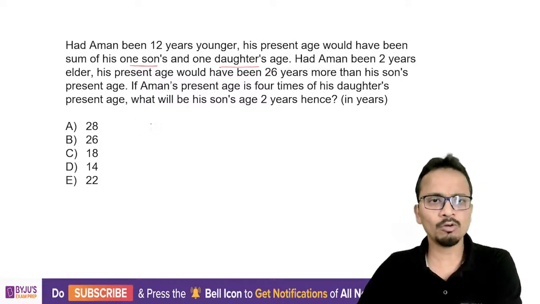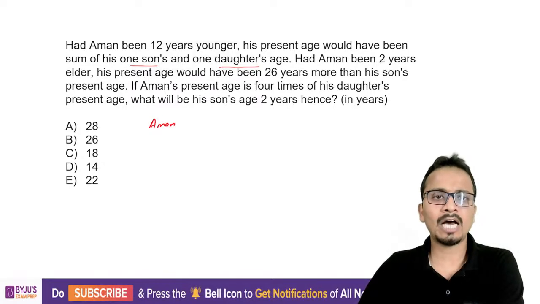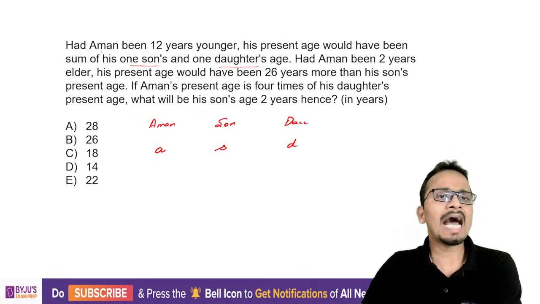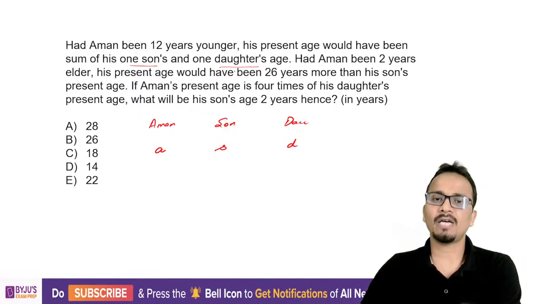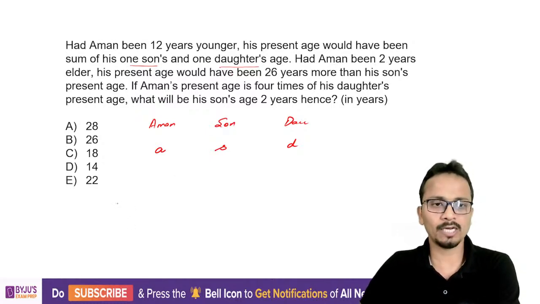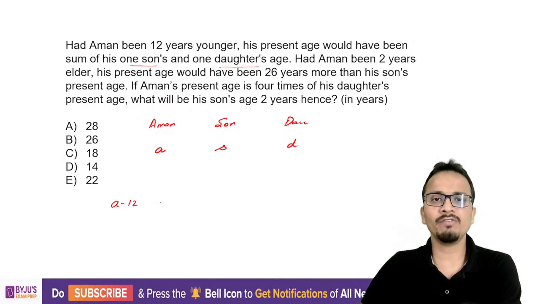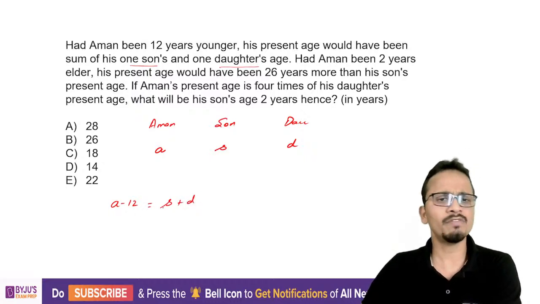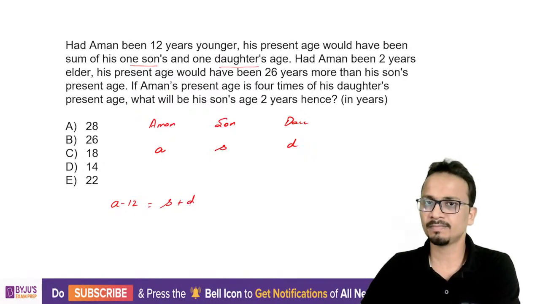All right. Now let's solve this question. Aman, his son, and daughter. Now let's say Aman's present age is A, son's present age is S, and daughter's present age is D. Now question says that had Aman been 12 years younger, अगर Aman 12 साल छोटा होता, that means A minus 12, his present age would have been sum of son's and daughter's age. So S plus D, the first equation. A minus 12 equal to S plus D.